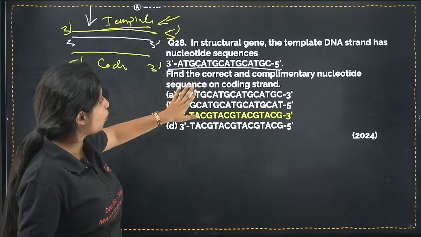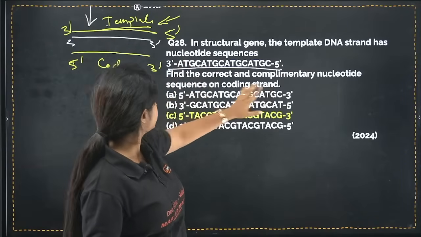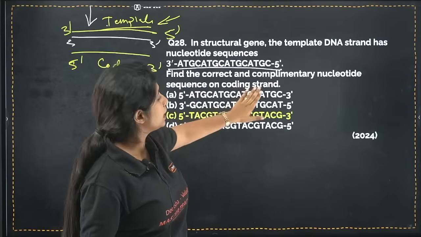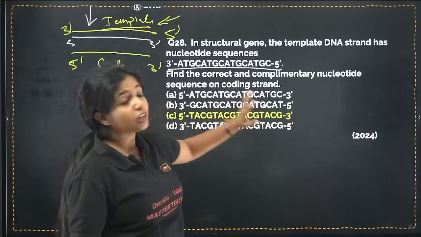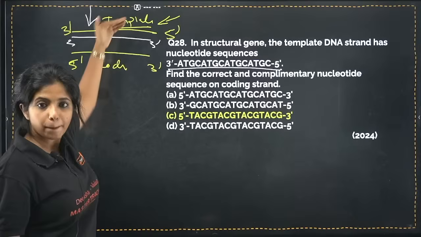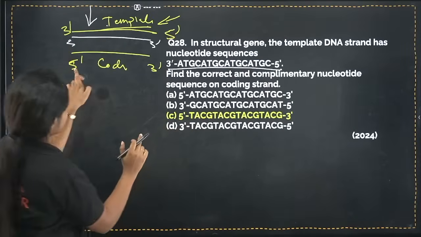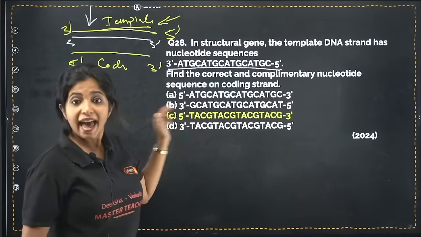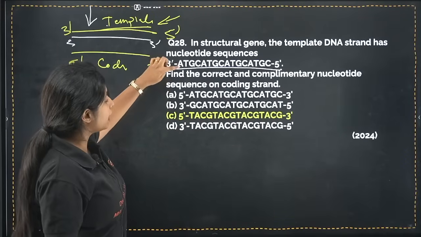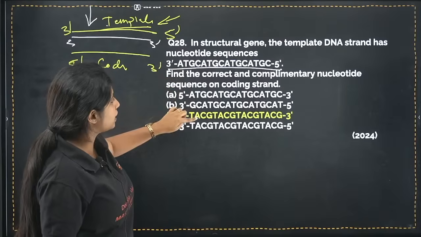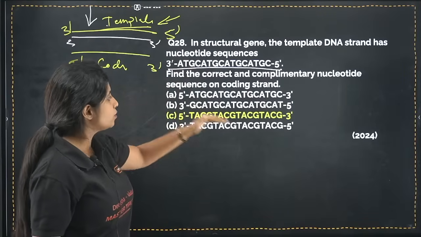You have to find the mRNA, the correct and complementary nucleotide sequence on the coding strand. So you just have to find the opposite of it. First of all, it has to be 5' to 3'. Wherever A is there, A base pairs with T, T base pairs with A, G base pairs with C, and that is how things are going to go.